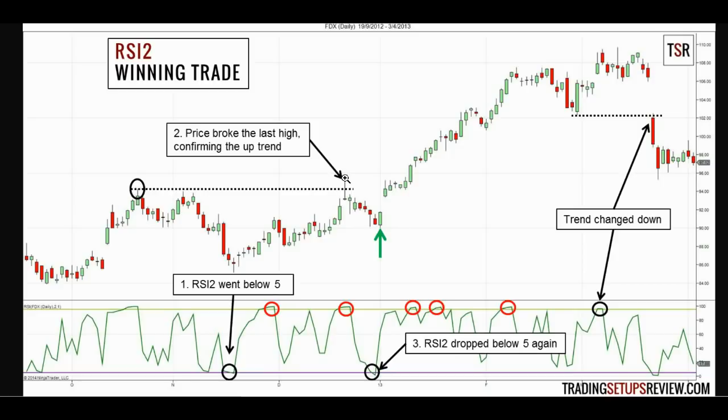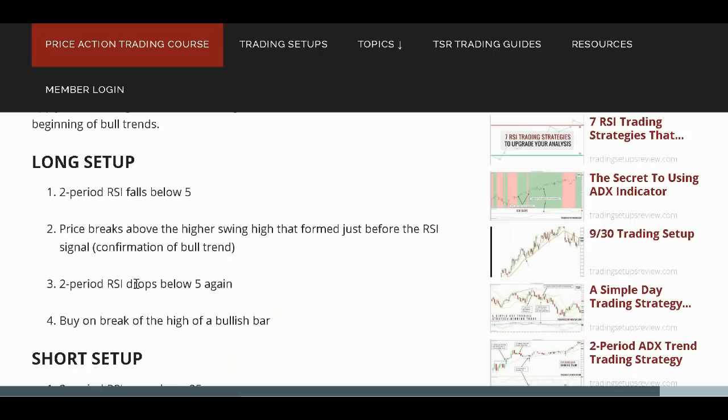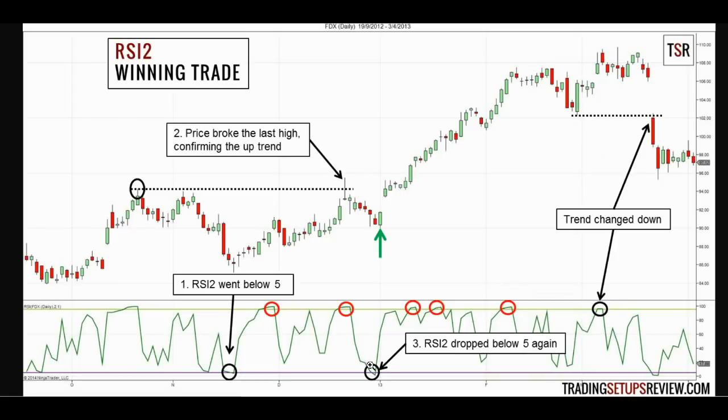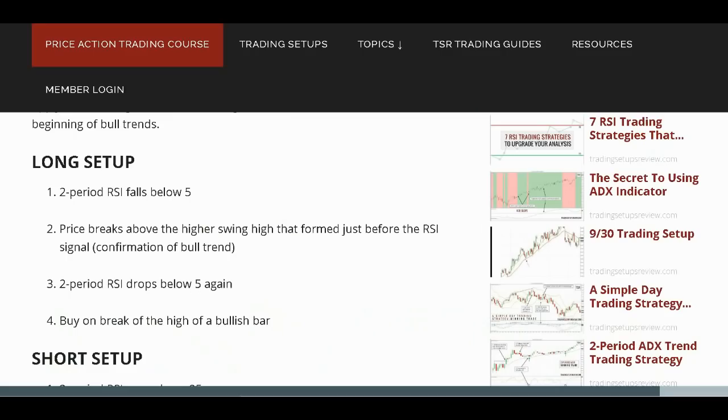Don't do anything yet. You're still just watching, all right? And then you wait until the RSI 2 period goes below 5 again for a second time after it breaks above that recent high there, all right? And here it is. 2 period RSI drops below 5 again, and you still don't do anything yet. Now, you wait for a bullish move, all right?